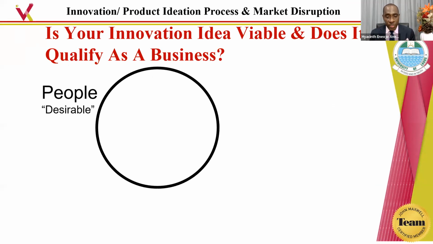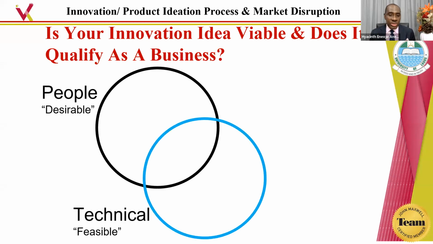So it starts with people. It's always people. So that's why one of the great attributes of an innovator is empathy. You want to make things better for people. All right, so it starts with people. Is this something that they desire? The second thing you need to do is that you have a solution. You have a superior solution. That's the technical. Is it feasible?